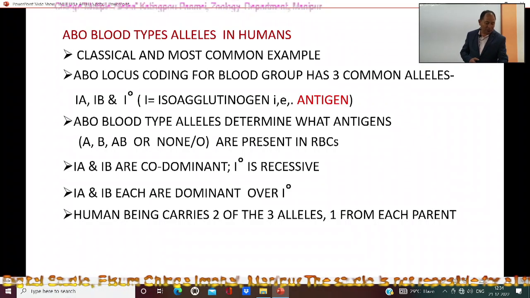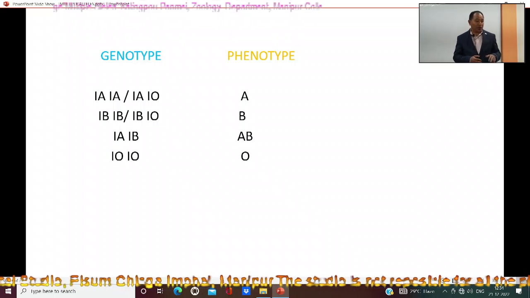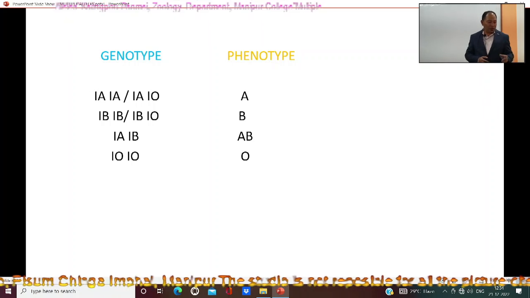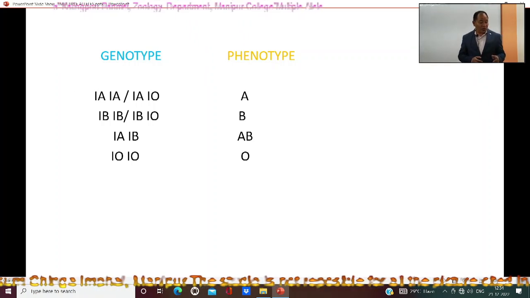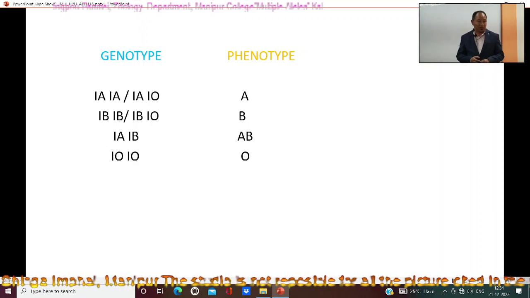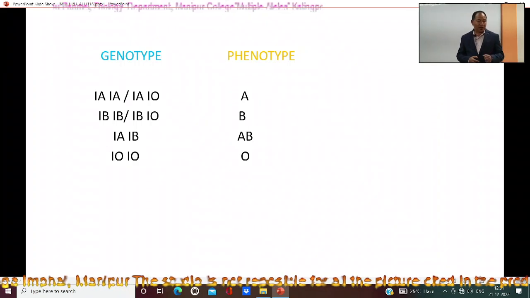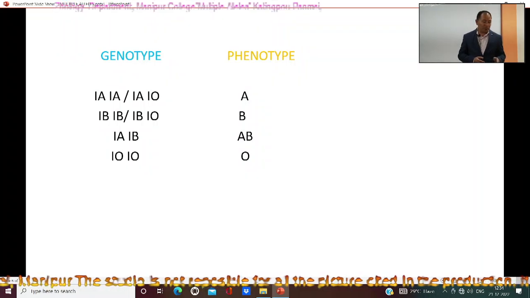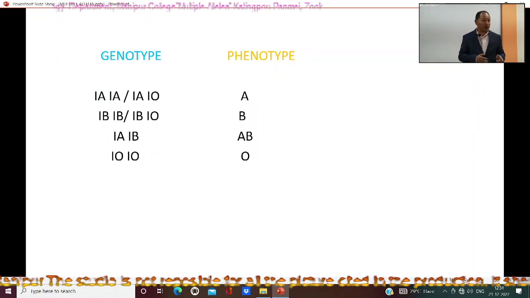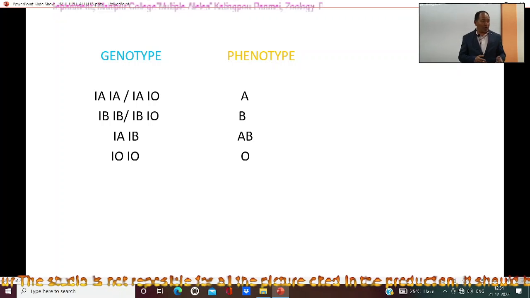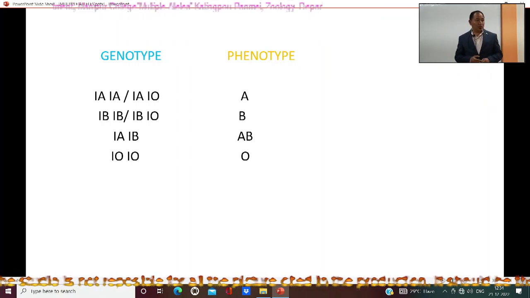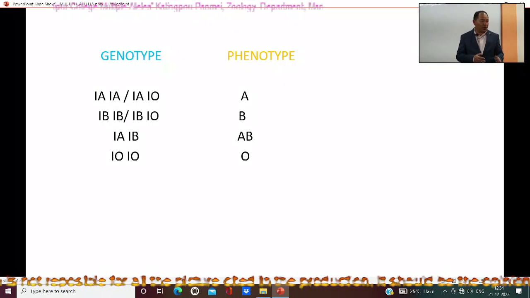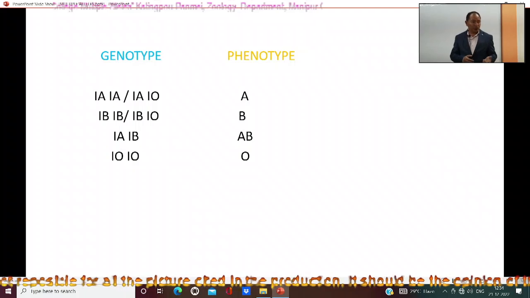As you see, the different genotypes and phenotypes for the ABO blood group system in human beings. If the genotype is IA IA or IAIO, the blood phenotype will be A, that is A blood type. If it is IB IB or IBIO, it is B blood group. If the two alleles are present, that is IA and IB, then the blood group will be AB. And if the alleles are recessive, IOIO, the blood group will be O.